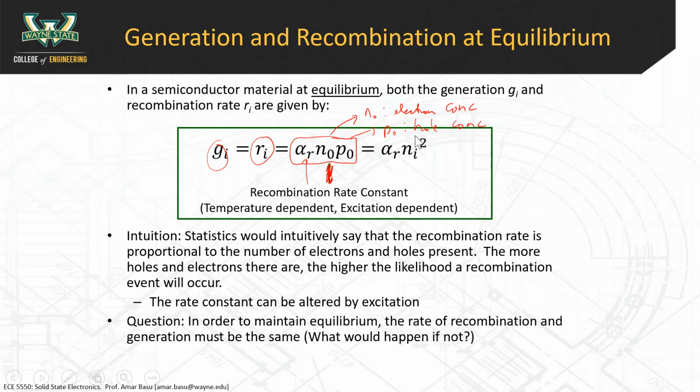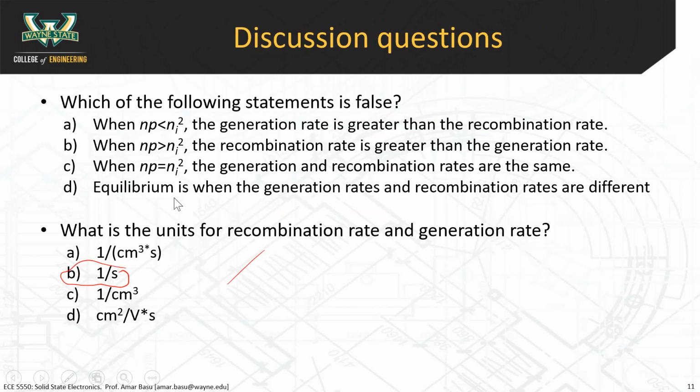All right, so at equilibrium, N0 times P0 is equal to Ni squared. These statements are actually all true. NP equals Ni squared is true at equilibrium. NP less than Ni squared is when the generation rate is greater than the recombination rate. When NP is greater than Ni squared, the recombination rate is greater than the generation rate. So these are non-equilibrium situations in A and B.